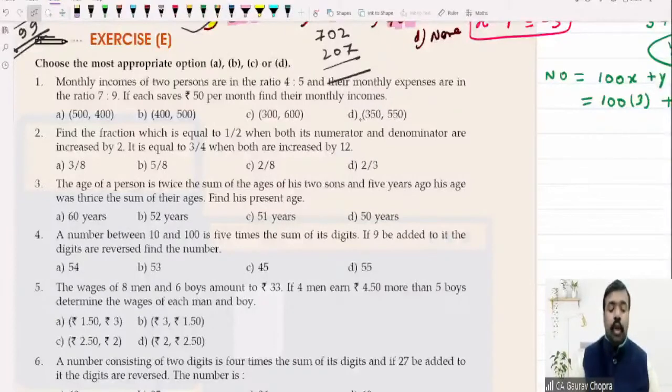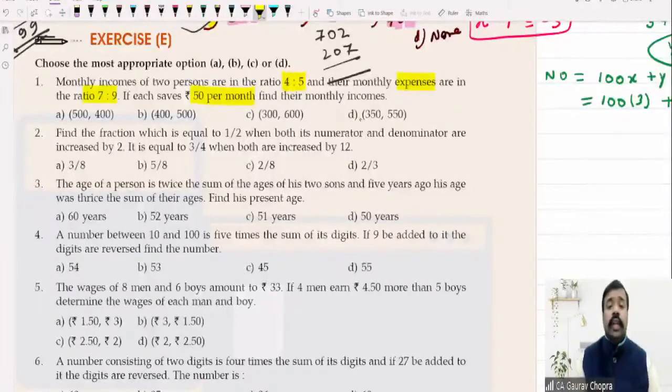Monthly income of two persons are in the ratio of 4:5. This is the given ratio. And their monthly expenses are in the ratio of 7:9. This is the ratio of expense. If each saves rupees 50 per month, 50 is the saving, then find their monthly income. So what we have to calculate is the monthly income.